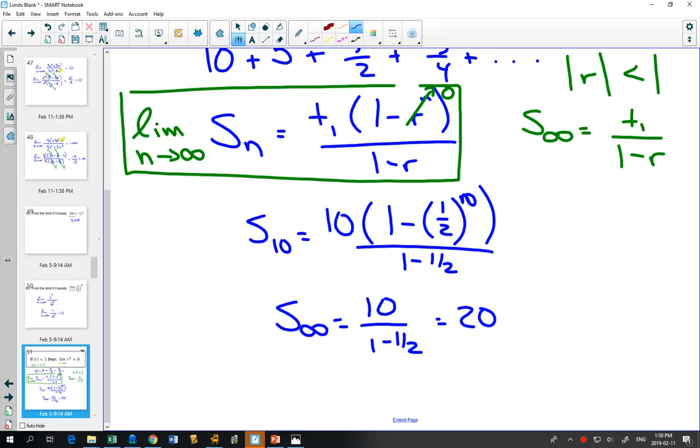Which is a lot easier to add up an infinite amount of numbers than it would have been to add up the first 10. Which is kind of interesting. Kind of doesn't make sense that it's easier to add up an infinite amount of numbers than it is to add up 10 numbers. But in this situation, it is. And it ends up being a nicer number adding up an infinite amount of fractions than adding up 10 fractions.